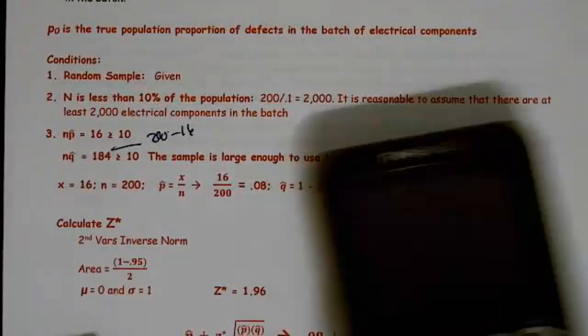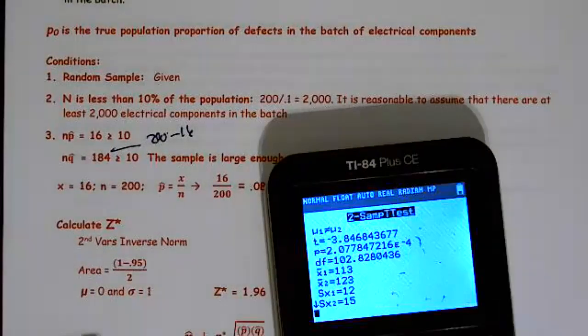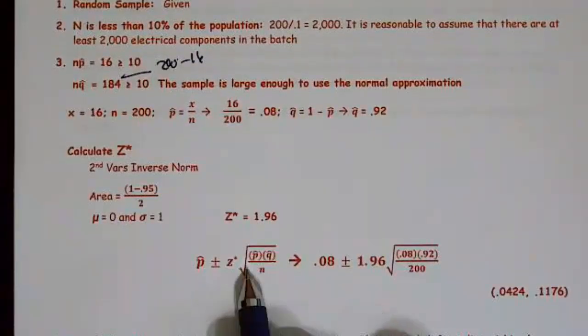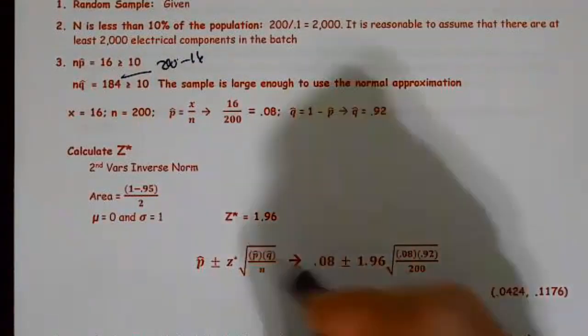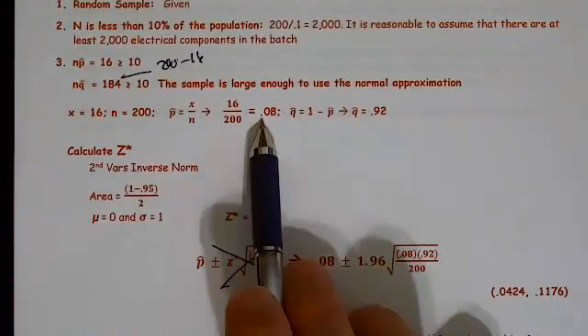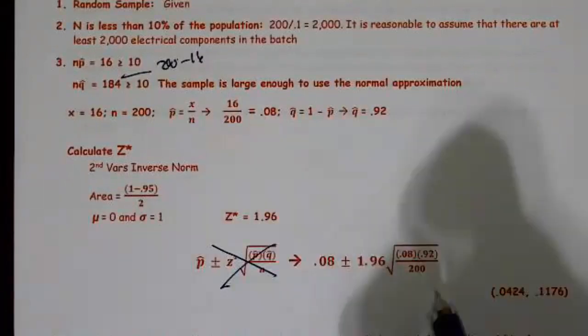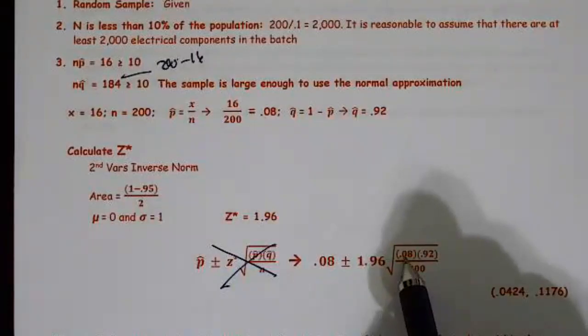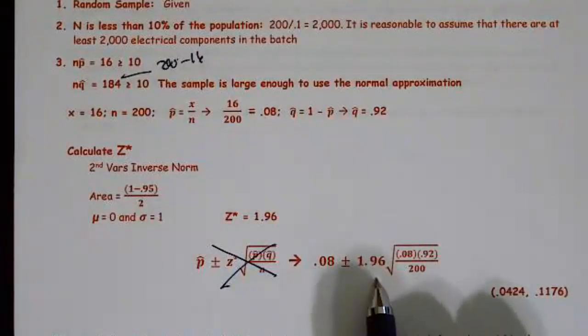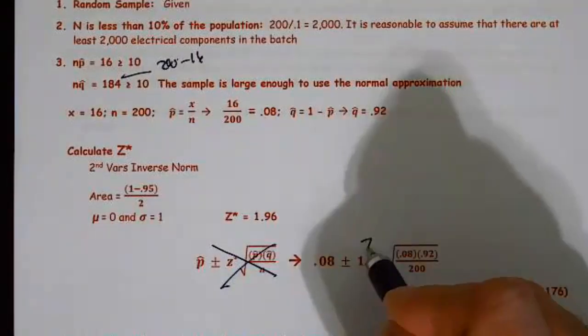So how do I go about doing this? Well, my formula is p hat plus or minus z star times the square root of p hat times 1 minus p hat over n. But that's what we work with. Well, what is 16 over 200? 16 over 200 is 0.08. So we can go ahead and plug in 0.08 and 1 minus 0.08 over 200. And I need to get my z star.